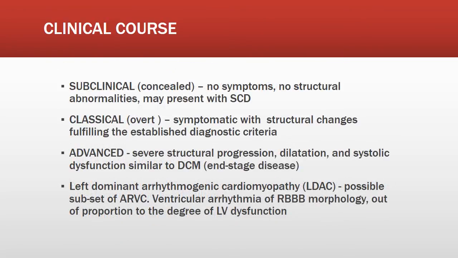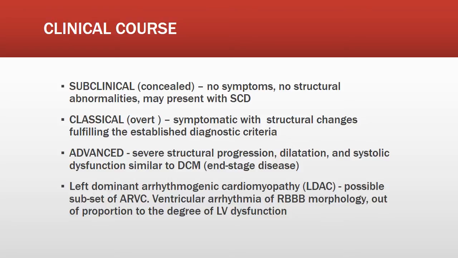So when we say that ARVC has many faces, this is what we mean. You can have a subclinical course, which is also described as concealed. The patient will have no symptoms, no structural abnormalities, so you do an echo and you won't find anything, but the patient can actually just present with sudden cardiac death. You can have the classical presentation where the patient will be symptomatic, will have structural changes, and will fulfill diagnostic criteria. You can have advanced ARVC, where you have severe structural progression, dilatation of the right ventricle and of the left ventricle, giving you a picture similar to dilated cardiomyopathy, and this would be like end-stage disease.